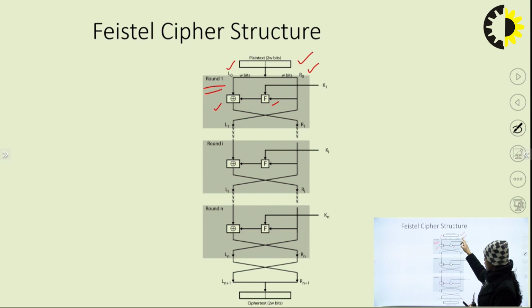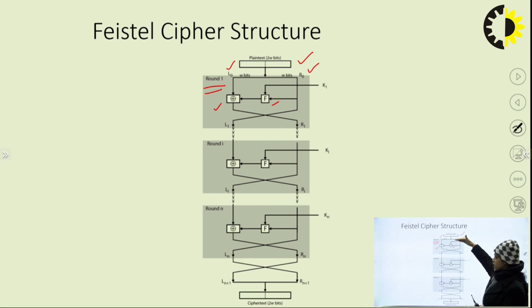From here, whatever R0 bits are there, they will go to the left half and will become L1. So you can see over here, whatever bits are coming, we are processing them, and those bits after processing will be carried forward into the next round. So you can see a number of rounds are going to be performed, and only after performing all those rounds, the ciphertext which is generated at the last is much more secure than the previous information.